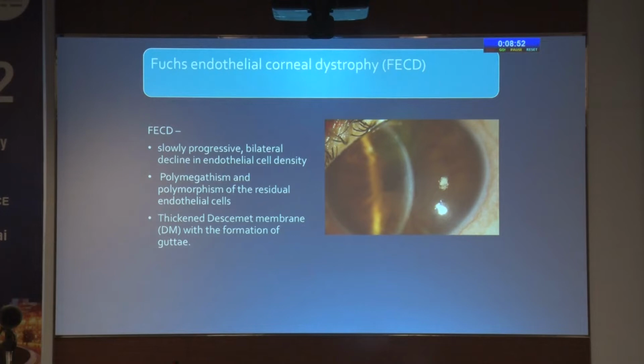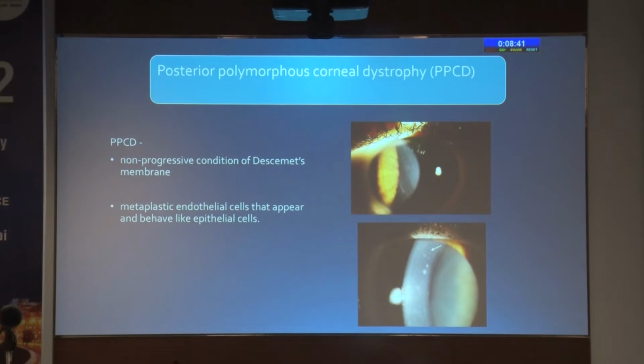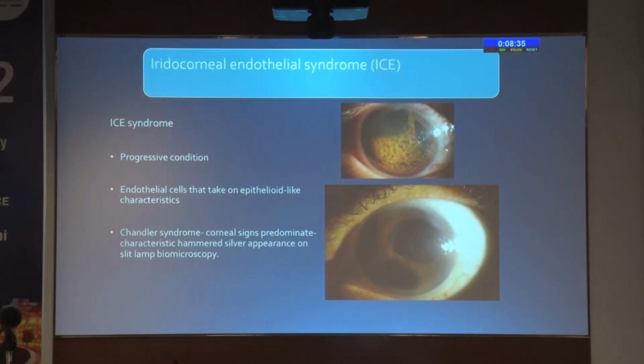We know Fuchs is a bilateral, slowly progressive endothelial dystrophy. There is a decline in endothelial cell density, and there are characteristic guttae formations. In posterior polymorphous corneal dystrophy, there is a characteristic snail track appearance, and it's a non-progressive condition.